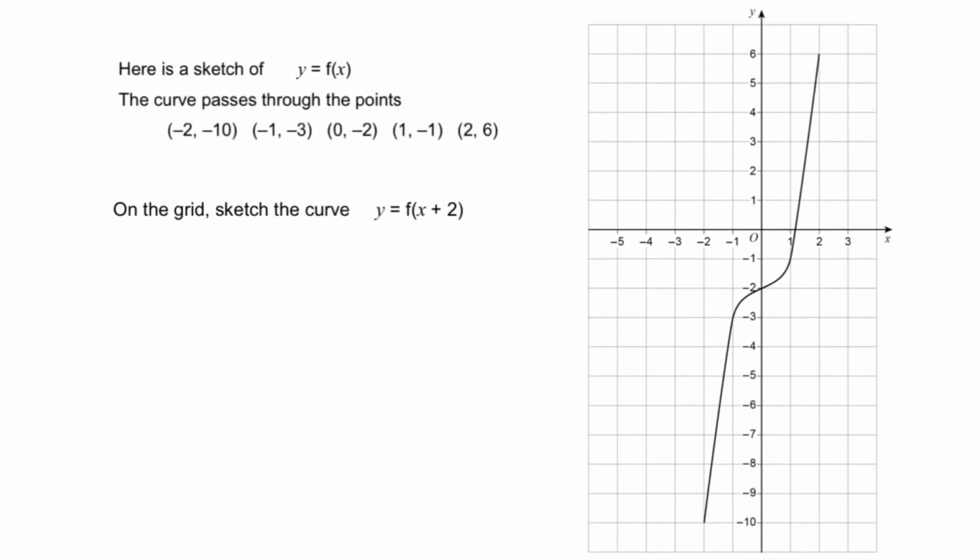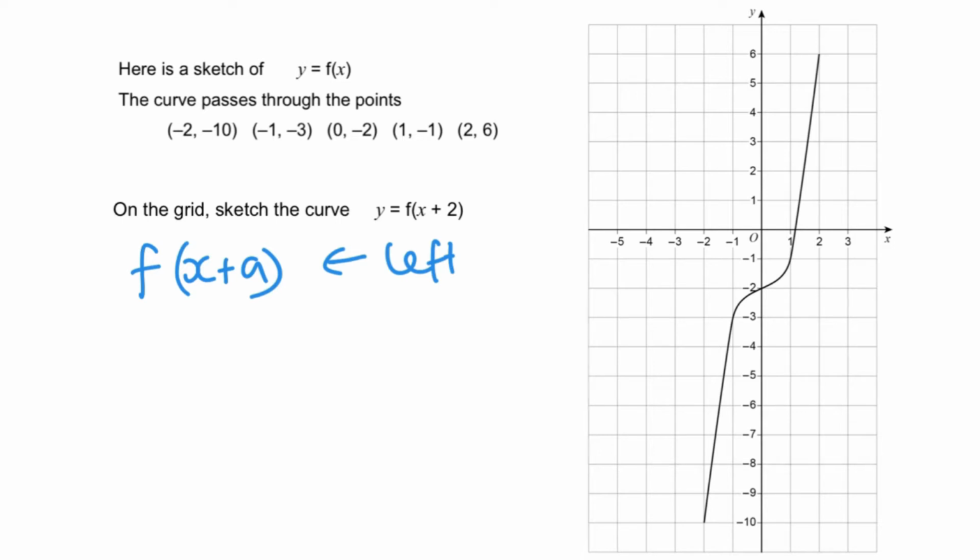So our first question says, here is a sketch of y equals f(x). On the grid, sketch the curve y equals f(x + 2). So from the key points video, we know that when the value is inside the bracket, before we do the function, it means that the graph moves to the left. So all of our x coordinates are going to have 2 taken away from them so that they all move to the left.